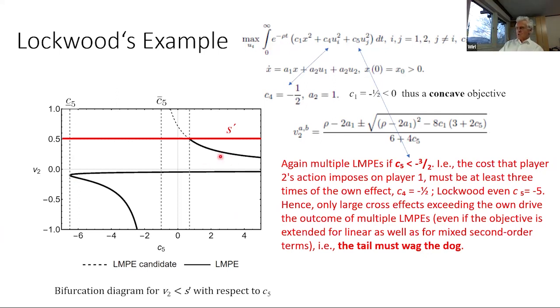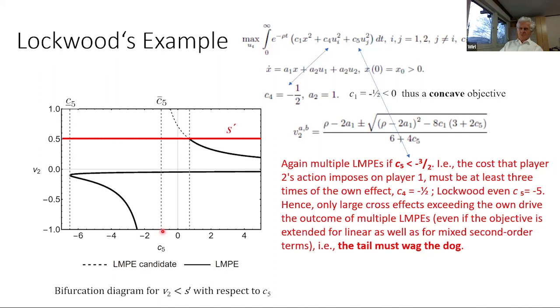domain. First of all, Lockwood doesn't include it. And again, in this domain, you fall into the trap of Englert that the cooperative solution would be convex in the control rather than concave in the control. So in this case, you would not maximize rather than minimize. So I focus here on the negative values of C5. And then you see again, for sufficiently negative values of C5, you get two linear Markov perfect equilibria.